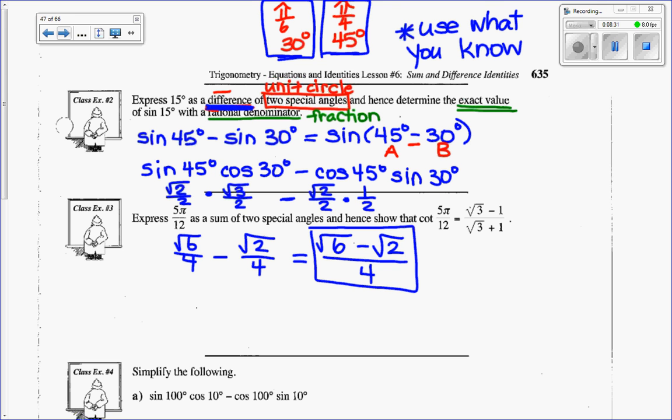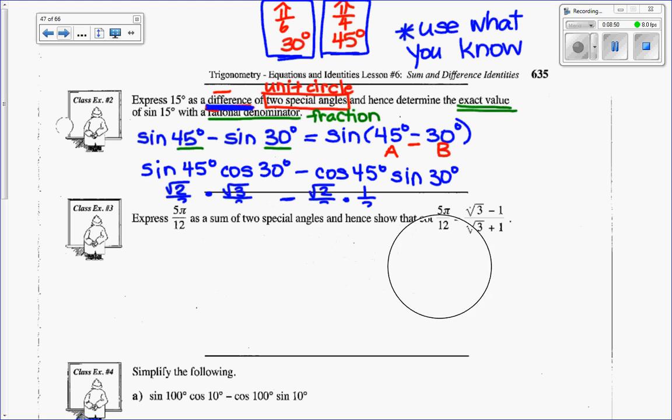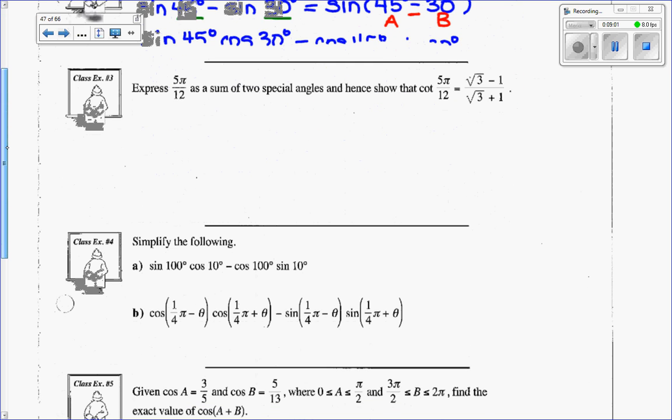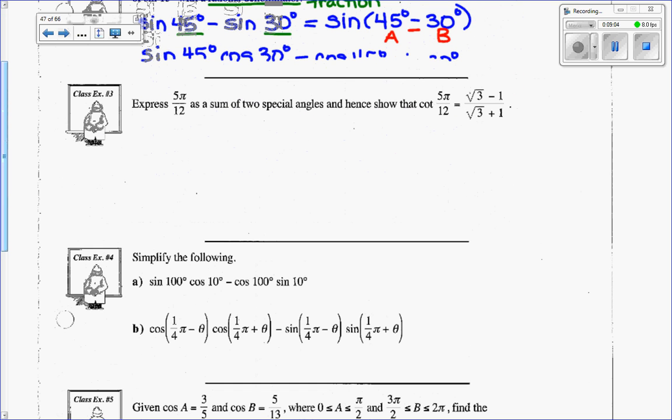Okay? So pretty cool, actually, when it's easy like this and we can find 15 degrees just by subtracting things we know, right? Okay? So we're going to subtract 15 degrees from a 40. It's not always as straightforward, and that's what example 3 shows us, actually. Because this one is saying express 5 pi over 12 as a sum of 2 special angles. Okay, well the special angles we know, and let's just think about this for a minute.